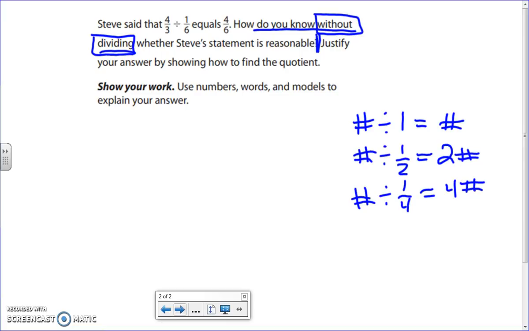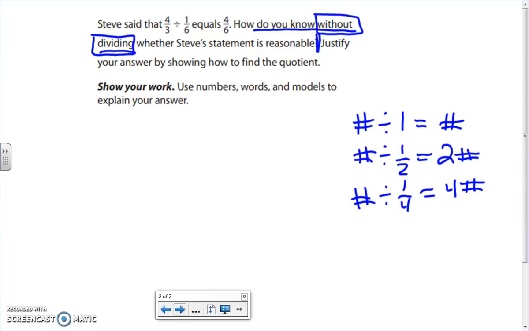Here's how I know this. Any number divided by 1 is that number. 1/2 is half as big as 1, so twice as many fit into the same number. 1/4 is 1/4 as big as 1, so 4 times as many will fit into the same number.